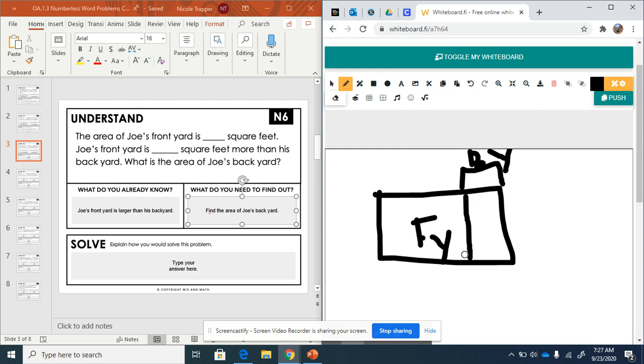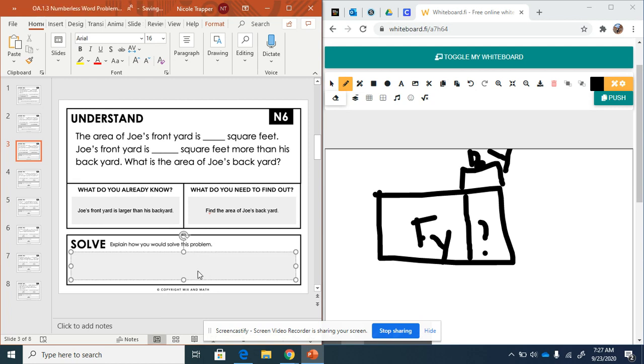So now I can see I have the whole and I have a piece of the whole. So this is a subtraction problem. I'll have to find out what the area of the front yard is, subtract how many more it is, and then find out the area of the backyard.